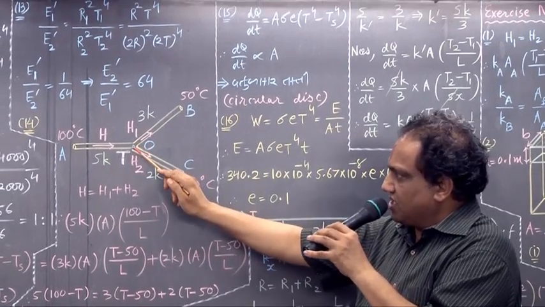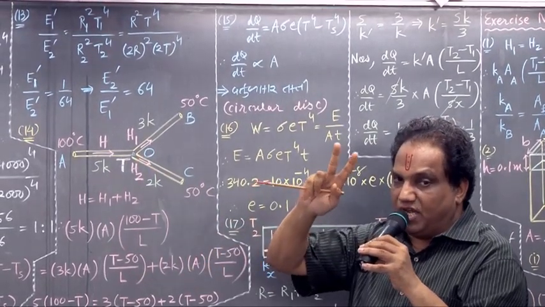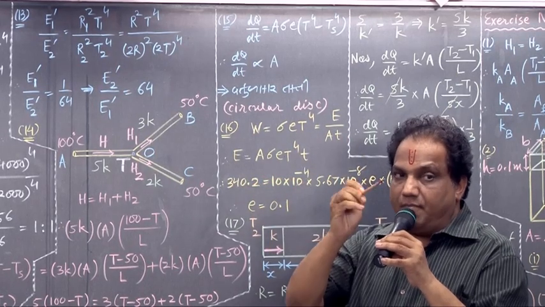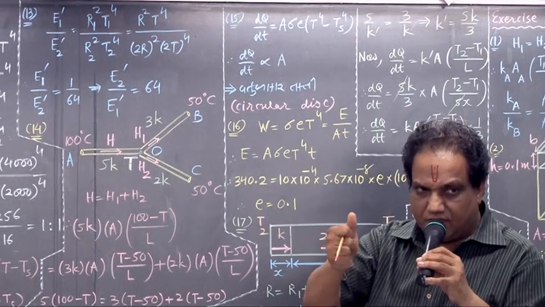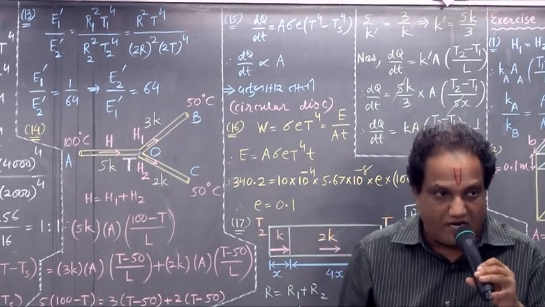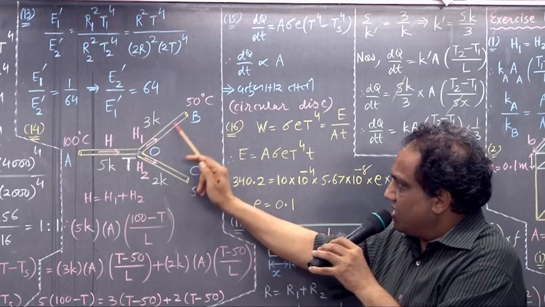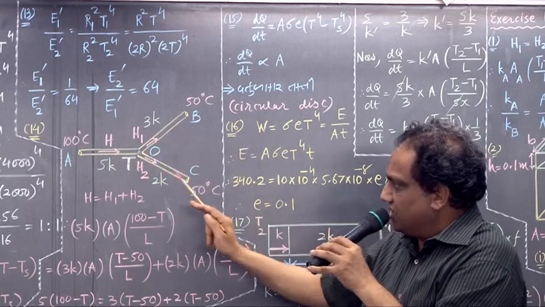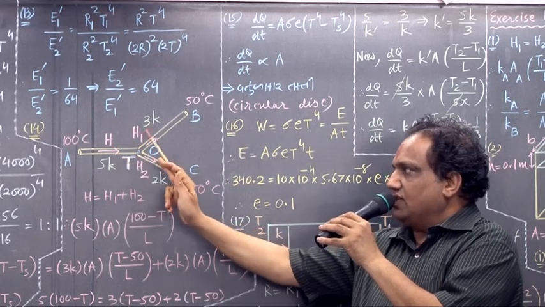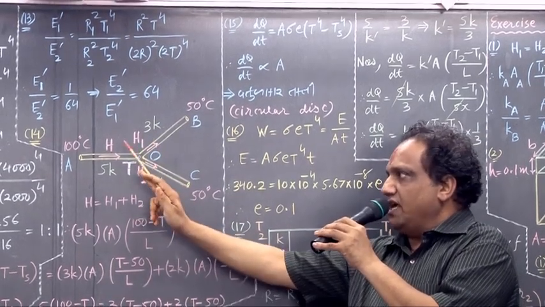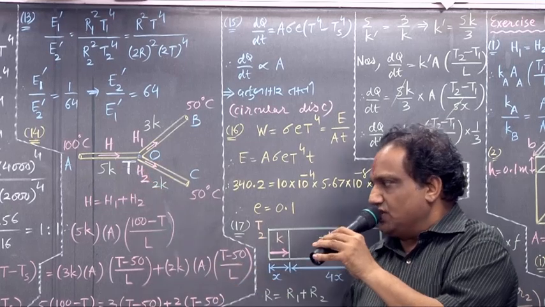But after reaching this junction, there are 2 branches. Remember, as many branches, that many parts. 2 branches, then 2 parts. Let it be H1 in this conductor, H2 in this conductor. Now, from this H only we got these 2 heat flows. So naturally H must be equal to H1 plus H2.